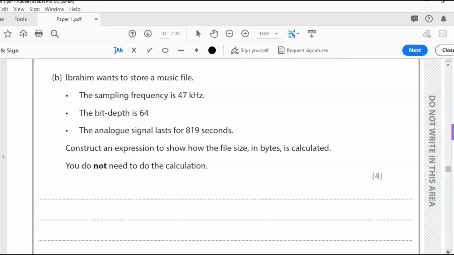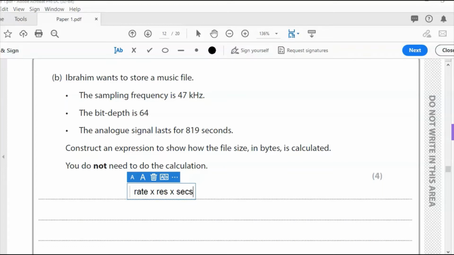So all we need to do is construct an expression. So remember, we'll write this down. To get it into bits, it'll be rate times resolution times seconds. So we can remember it with the expression rate times res times secs there. Okay, so I need to do that calculation now. But I need to remember that it's 47 kilohertz, so it needs to be multiplied by 1000.